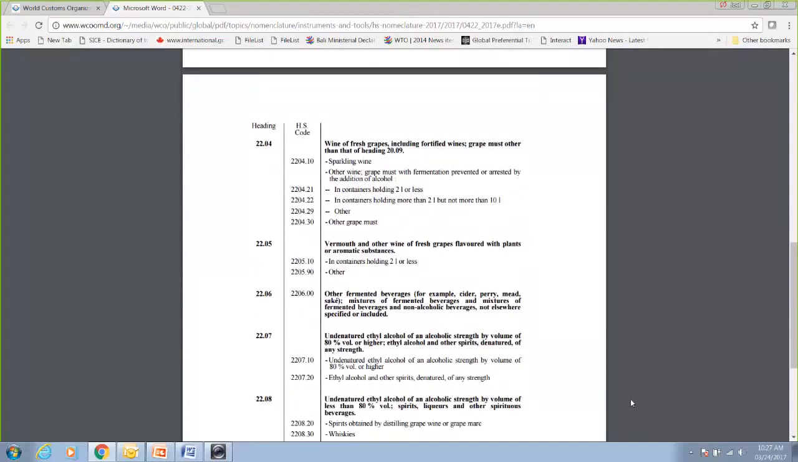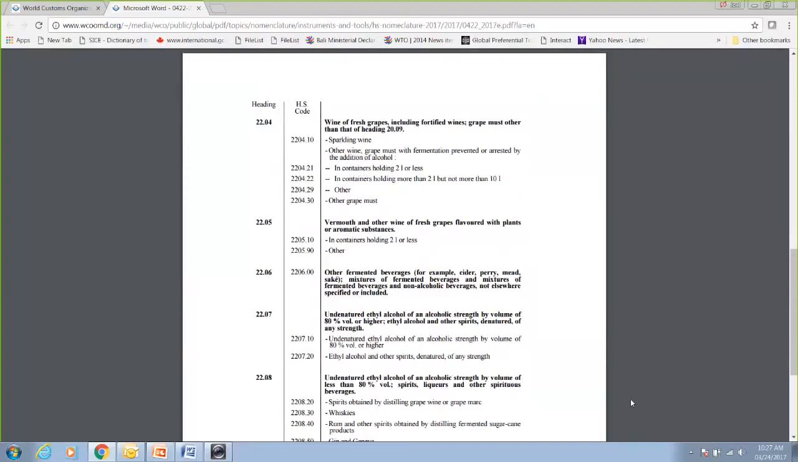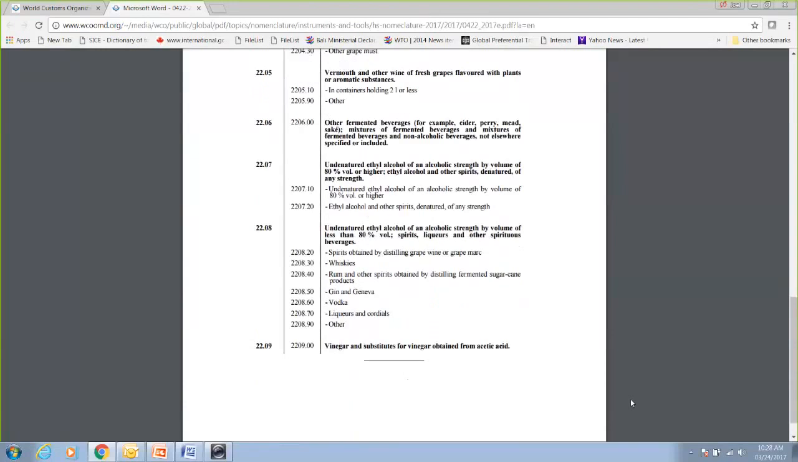And then 2208 is also undenatured ethyl alcohol of a volume less than 80%. So you have one which is more than 80% by strength, and one less than 80% by strength. So you have your vodka, your liqueurs, your gin, all of this would be here.